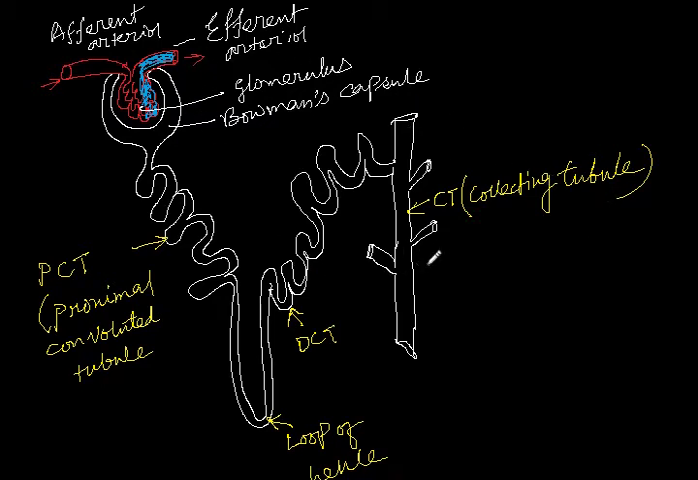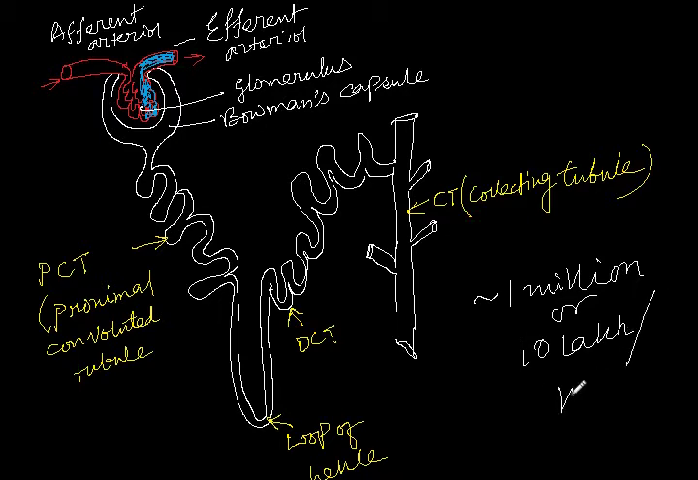Before going to the core, I must say that nephrons are approximately 1 million, or 10 lakh, in number per kidney. They are very tiny, fine, tube-like structures, and can only be observed under a microscope in a histological section. Now, the detailed structure of the nephron.